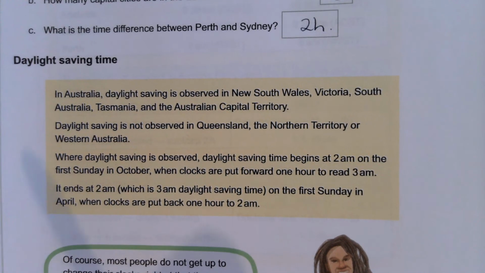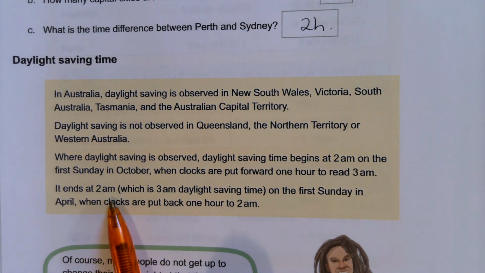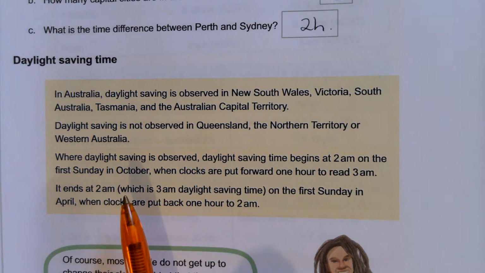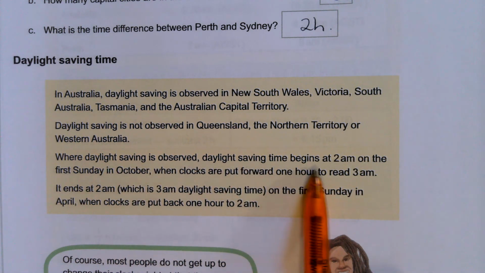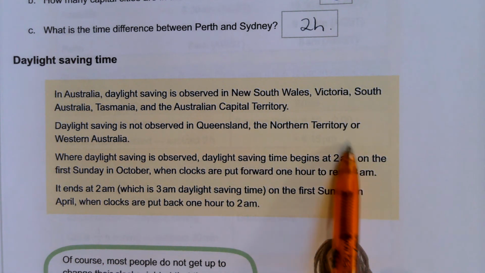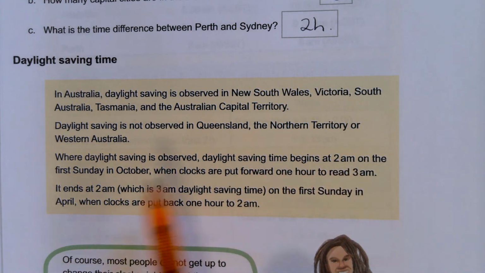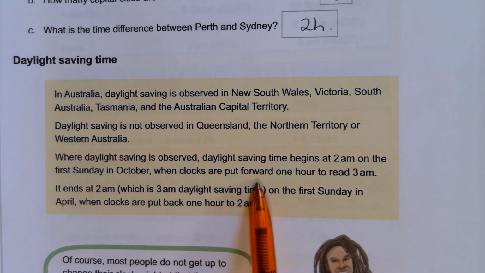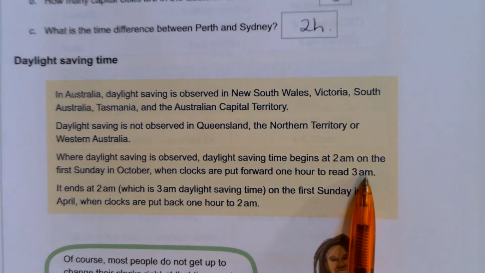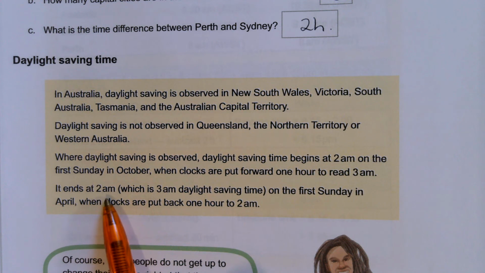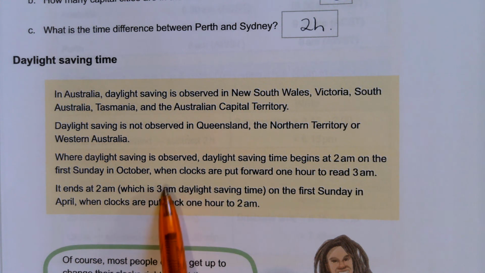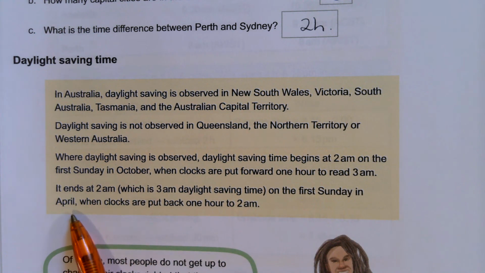So we end up with quite a few different time zones during daylight saving, which is done September to March or something like that. Daylight saving begins at 2 a.m. on the first Sunday in October, when you move your clock from 2 a.m. to 3 a.m. You'll probably do it the next morning. It ends at 2 a.m. again, which is 3 a.m. daylight saving, on the first Sunday of April. So it's October to April.